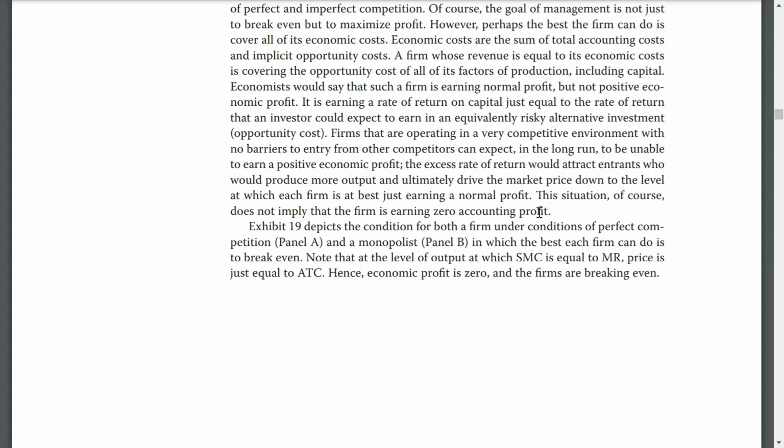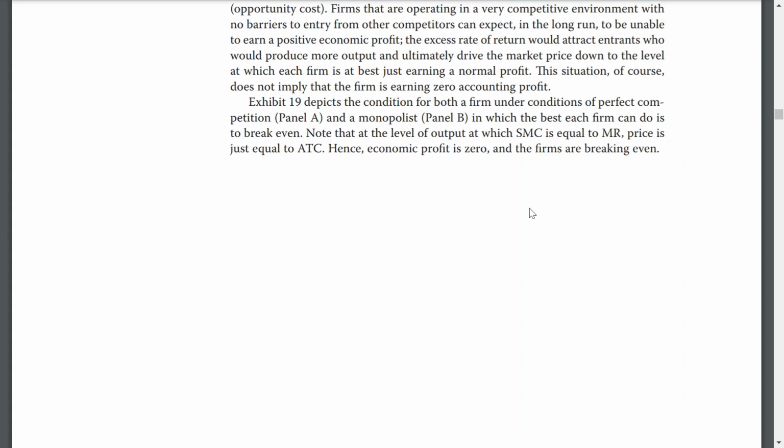This situation, of course, does not imply that a firm is earning zero accounting profit. Exhibit 19 depicts the condition for both a firm under perfect competition in panel A and a monopolist in panel B, in which the best each firm can do is to break even. Note that at the level of output at which short-term marginal cost equals marginal revenue, price is equal to average total cost, hence economic profit is zero.